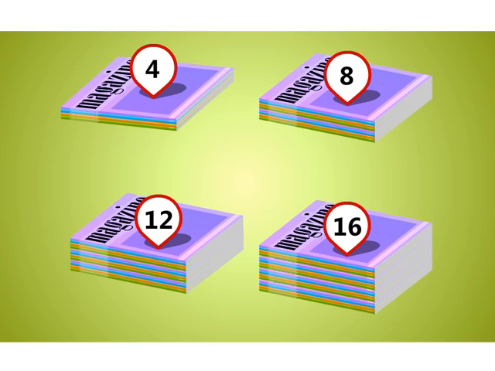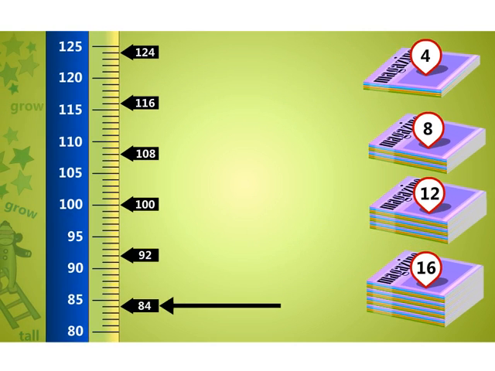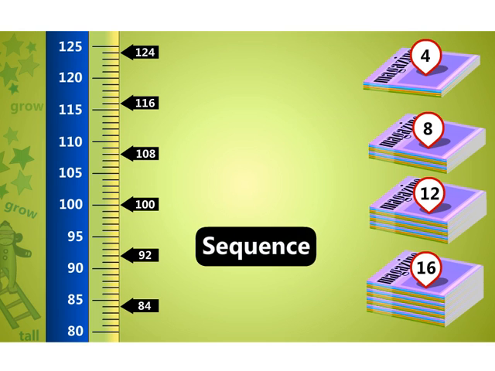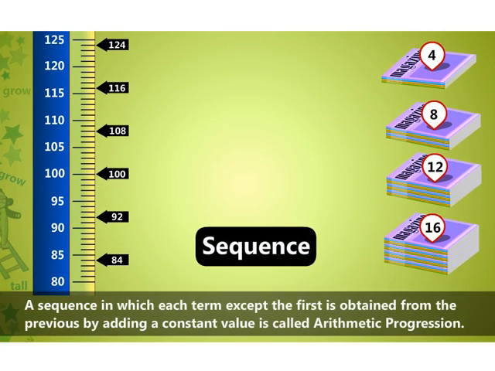Now, observe the set of numbers on the growth chart: 84, 92, 100, 108, 116 and 124, and the number of book sets: 4, 8, 12, 16 and so on. Both follow a certain pattern called a sequence. A sequence in which each term except the first is obtained from the previous by adding a constant value is called an arithmetic progression.